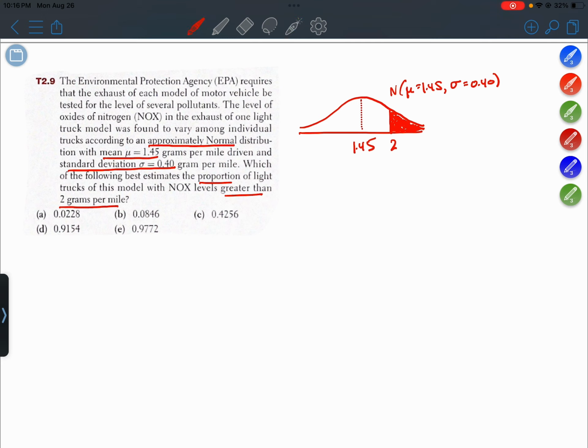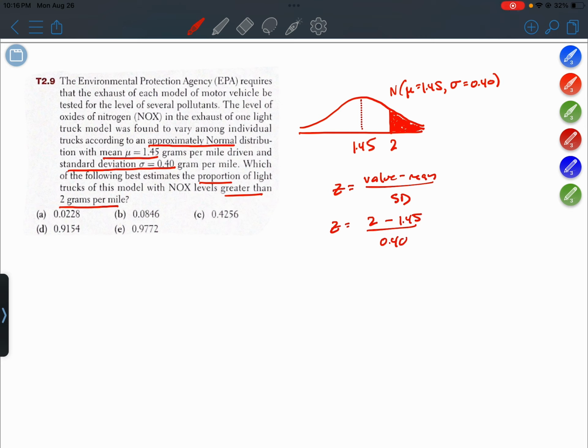Now we can't find it in this distribution, but if we standardize the distribution, then we can take advantage of table A. So let's get the z-score here. Value minus mean over SD. So the z-score will be 2 is the boundary value, 1.45 is the mean, and 0.40 is the standard deviation.